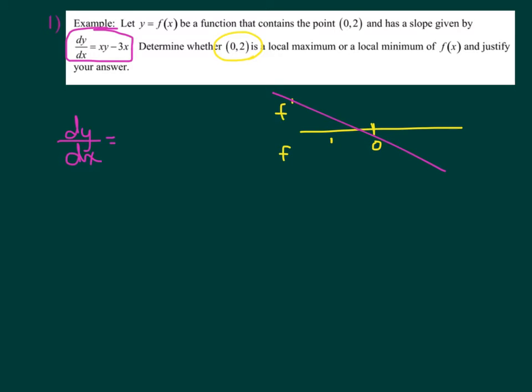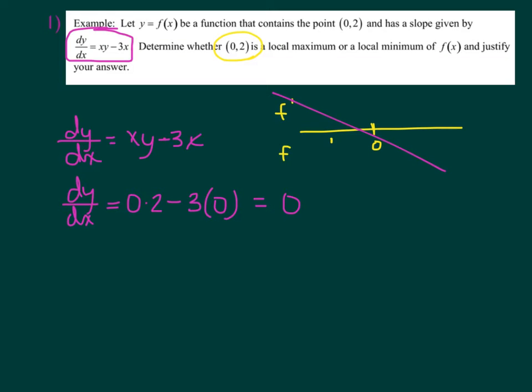So I'm going to take my slope, which is xy minus 3x, and I'm going to plug in (0, 2) for x and y. So dy dx is equal to 0 times 2 minus 3 times 0. So clearly that gives you a value of 0. So we can be sure that our first derivative, our slope, is equal to 0. All right, so that meets the first criteria.